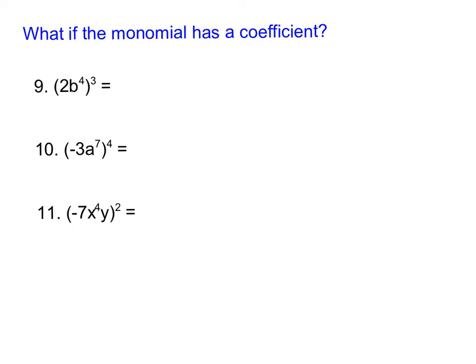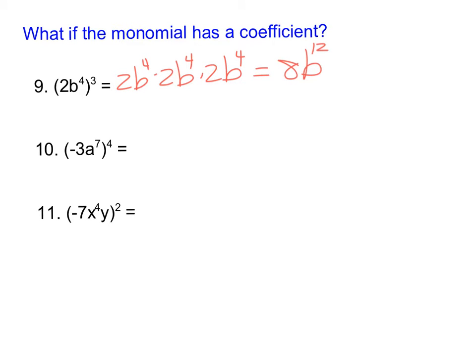All right, so again, pause the video, and I want you to try this one on your own. So you have two options. You can write it out 3 times, right? So we have 2b to the 4th 3 times. So 2b to the 4th, 2b to the 4th, 2b to the 4th. And then just multiply. 2 times 2 times 2 is 8. And then 4 plus 4 plus 4 is 12.